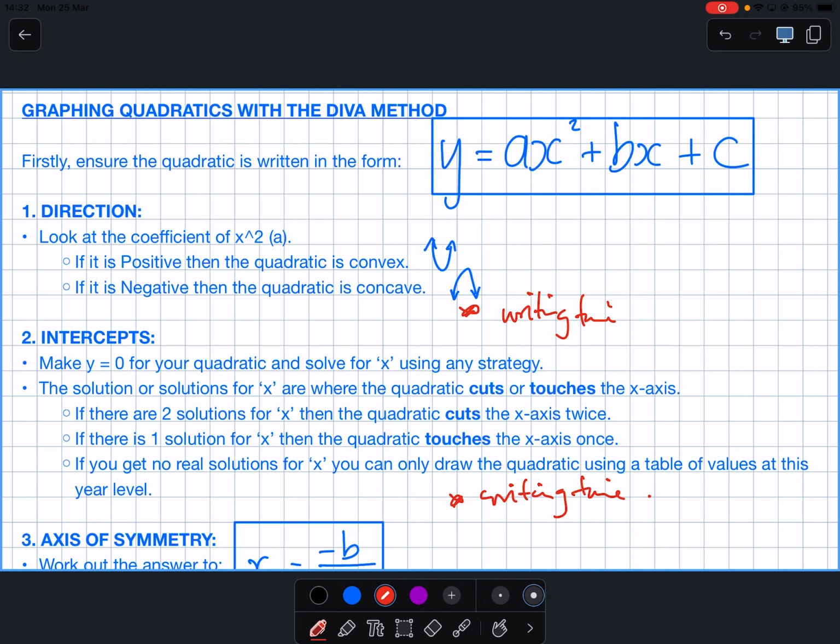A couple of minutes and then I'll finish A and then V. And then you'll have a whole new way of graphing a quadratic that doesn't rely on luck.